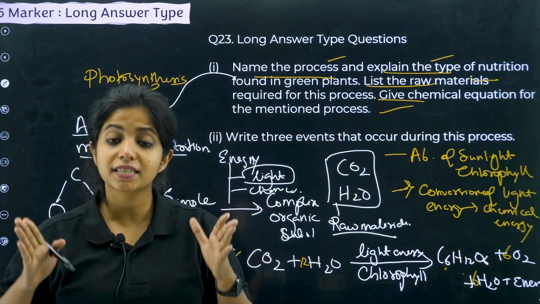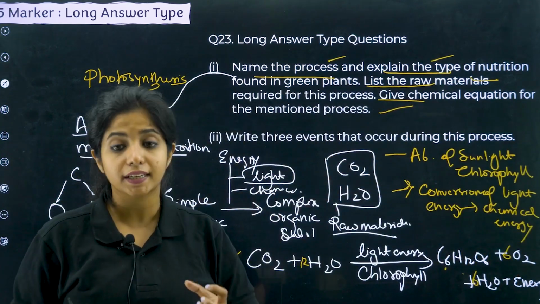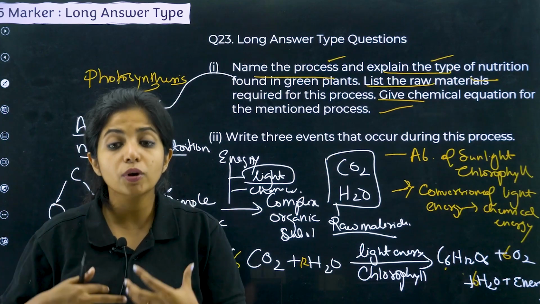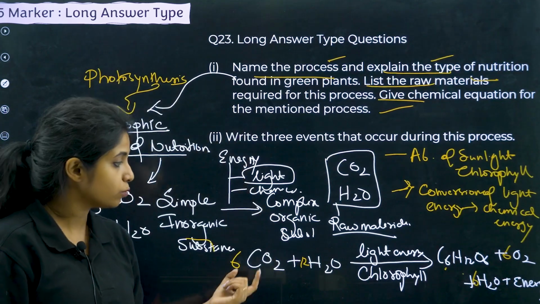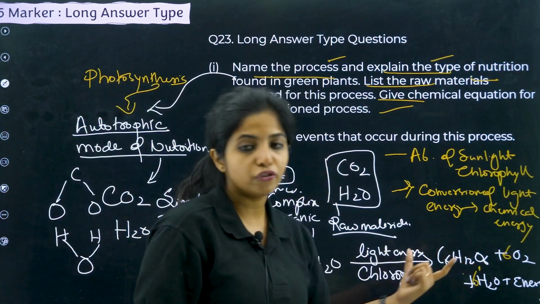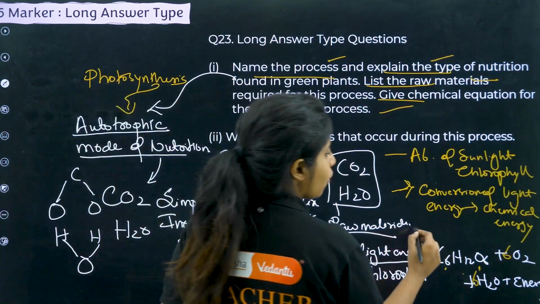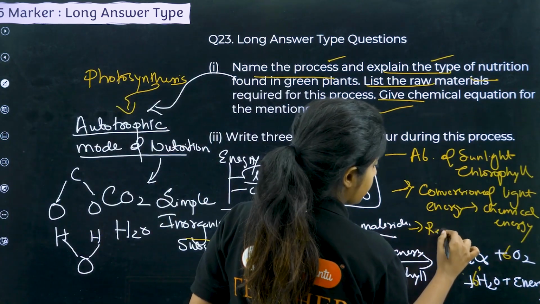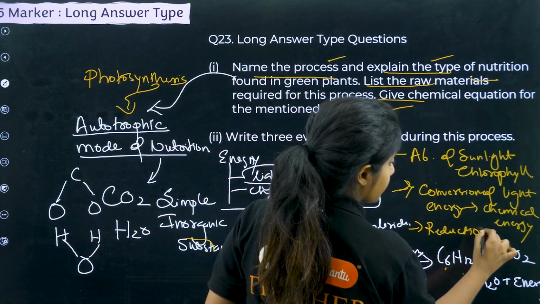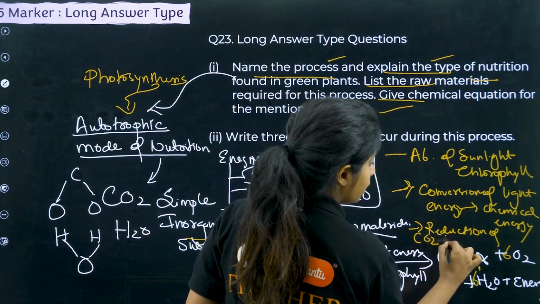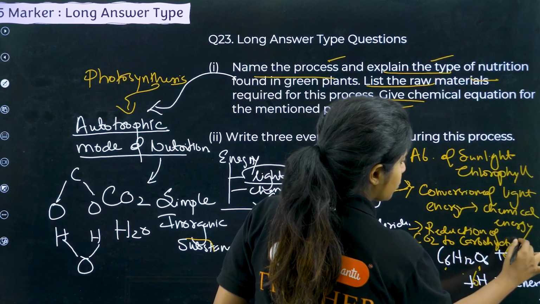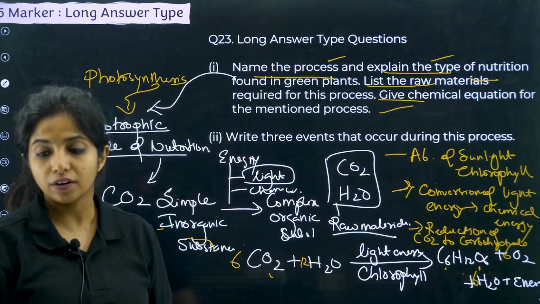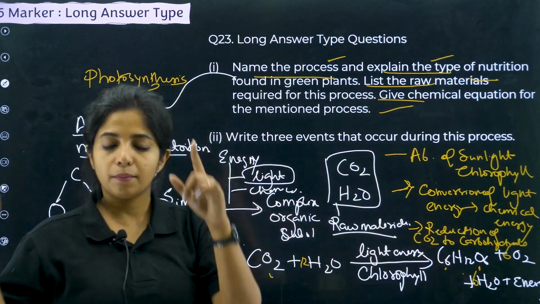Okay, because plants need chemical energy. For that, they are initially taking light energy. Now, what are they going to do with the chemical energy? With the help of chemical energy, they are going to reduce carbon dioxide to glucose. So, reduction of carbon dioxide, that is the next step. Reduction of CO2 to carbohydrates. If you are not mentioning glucose, you can mention it in brackets. Okay, reduction of CO2 to carbohydrates, bracket glucose.